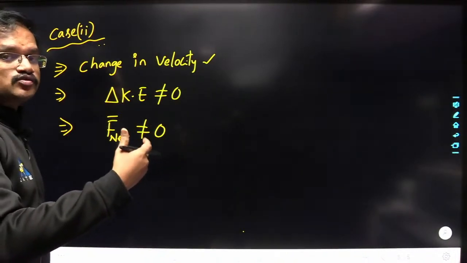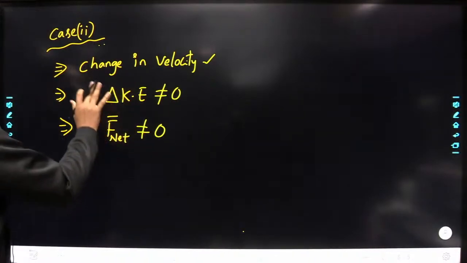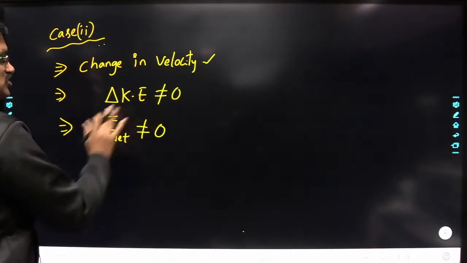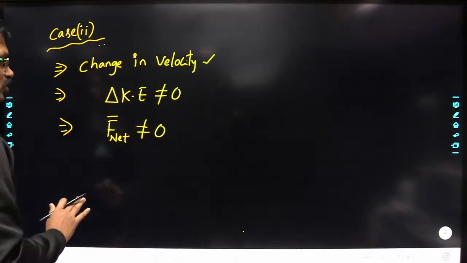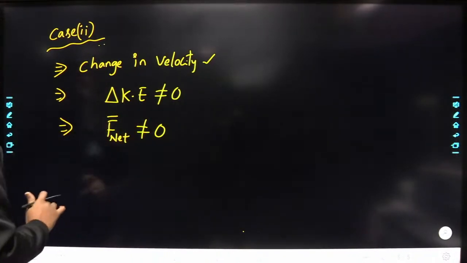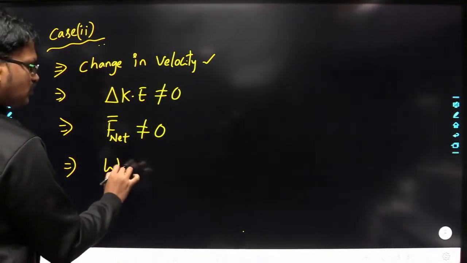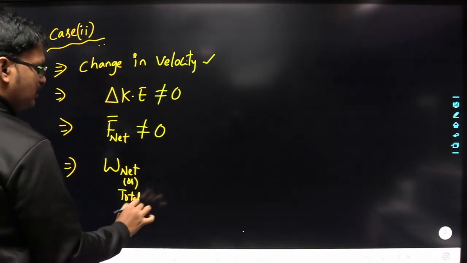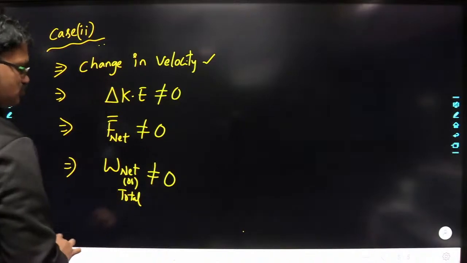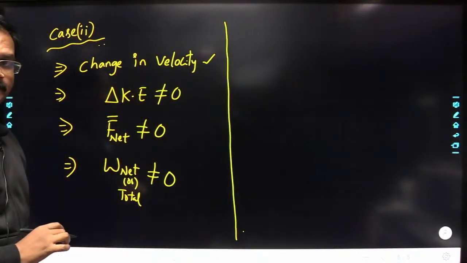That means only then is there going to be a change in velocity. Understood? Okay. So a change in velocity means there will be a change in kinetic energy, and the net force acting on the object will not be equal to 0 in this case. Now, in this case, we have seen one more thing, that the net work done or total work done is not equal to 0. So these are the conclusions we have drawn.